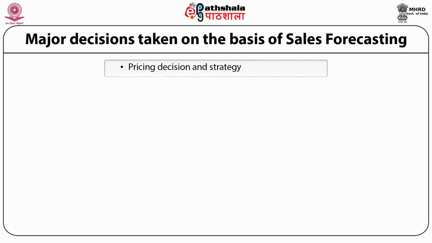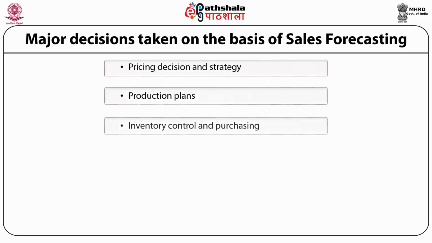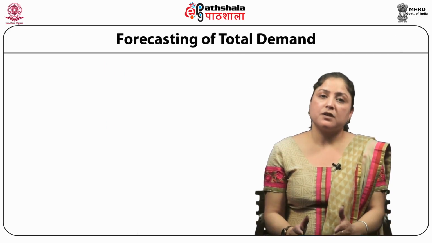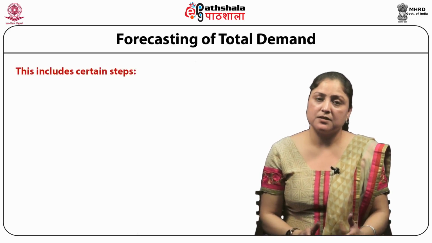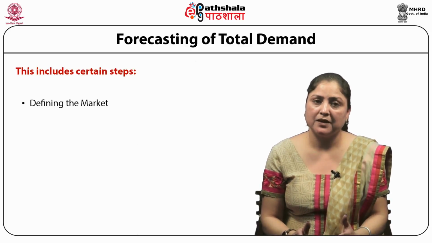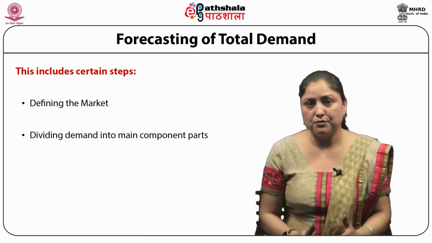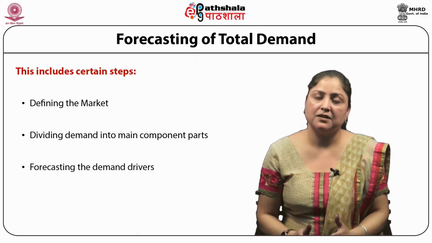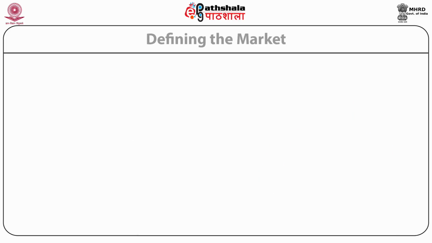Then pricing decisions and strategy, production plans, inventory control and purchasing, estimation of standard costs, budgeting and controlling expenses, and planning requirements. These are based on sales forecasting. The forecasting of total demand includes certain steps: first of all defining the market, then dividing the demand into main component parts, forecasting the demand drivers, and making a sensitivity analysis. Let us now discuss these steps in detail.